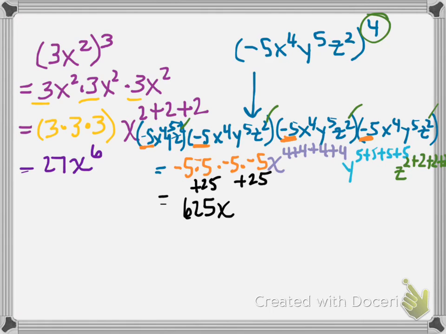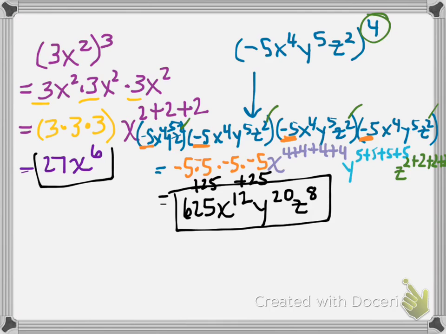Now, on the x's, I had 4 plus 4 plus 4 plus 4 for a total of 12. On the y's, I had 5 plus 5 plus 5 plus 5 for a total of 20. And on my z's, I had 2 plus 2 plus 2 plus 2 for a total of 8. So that's the answer there. So let's look at these two answers, compare them back to what we started with. And can we come up with a rule when there is a coefficient that's part of the monomial?